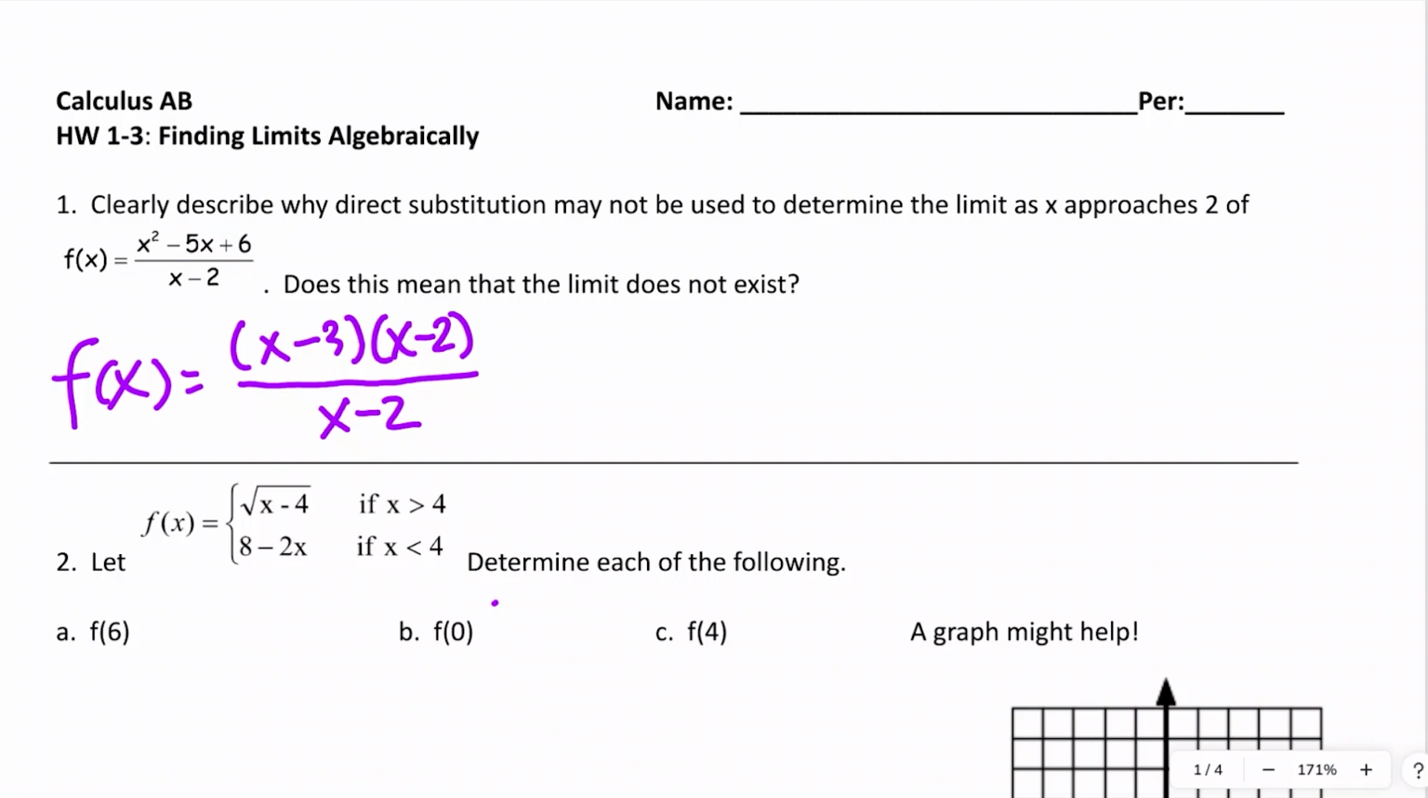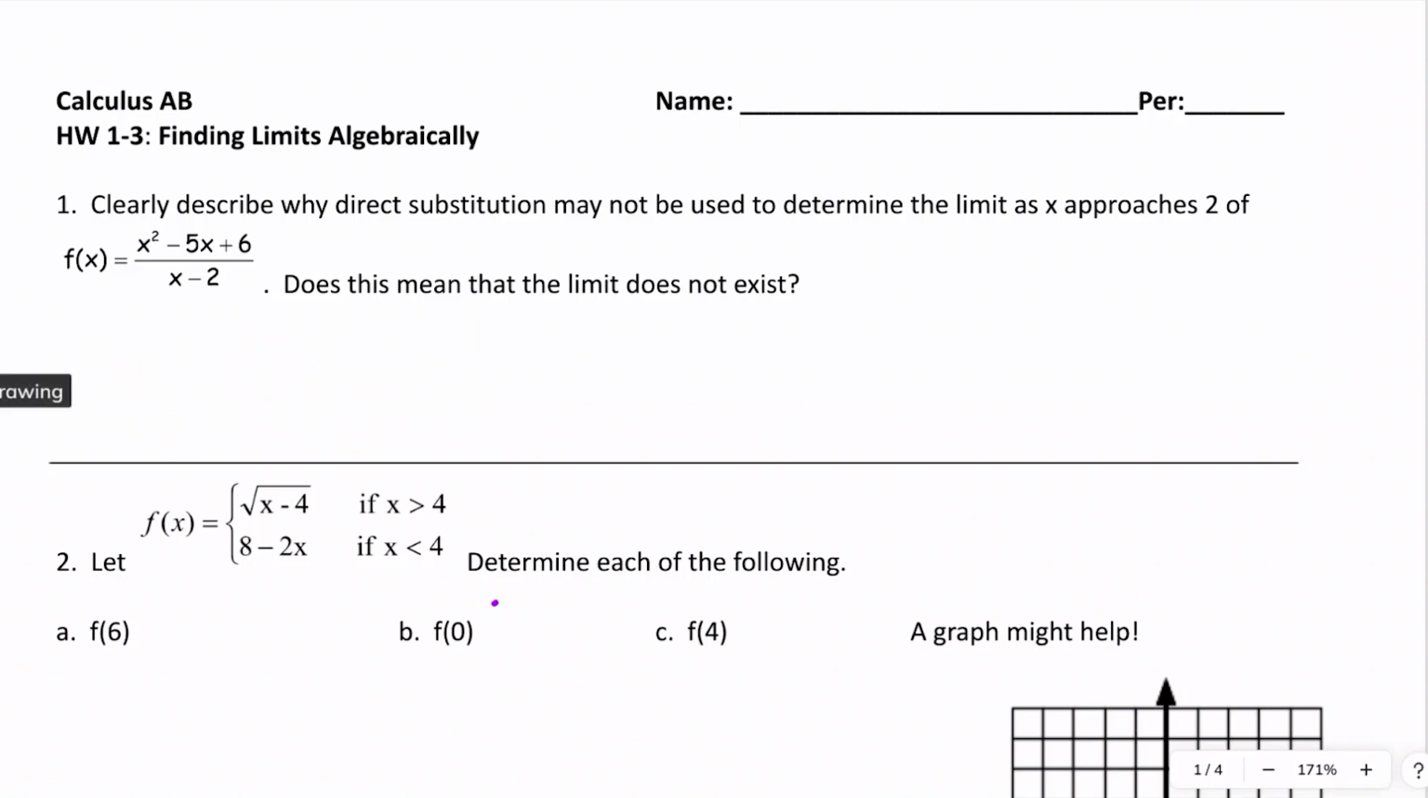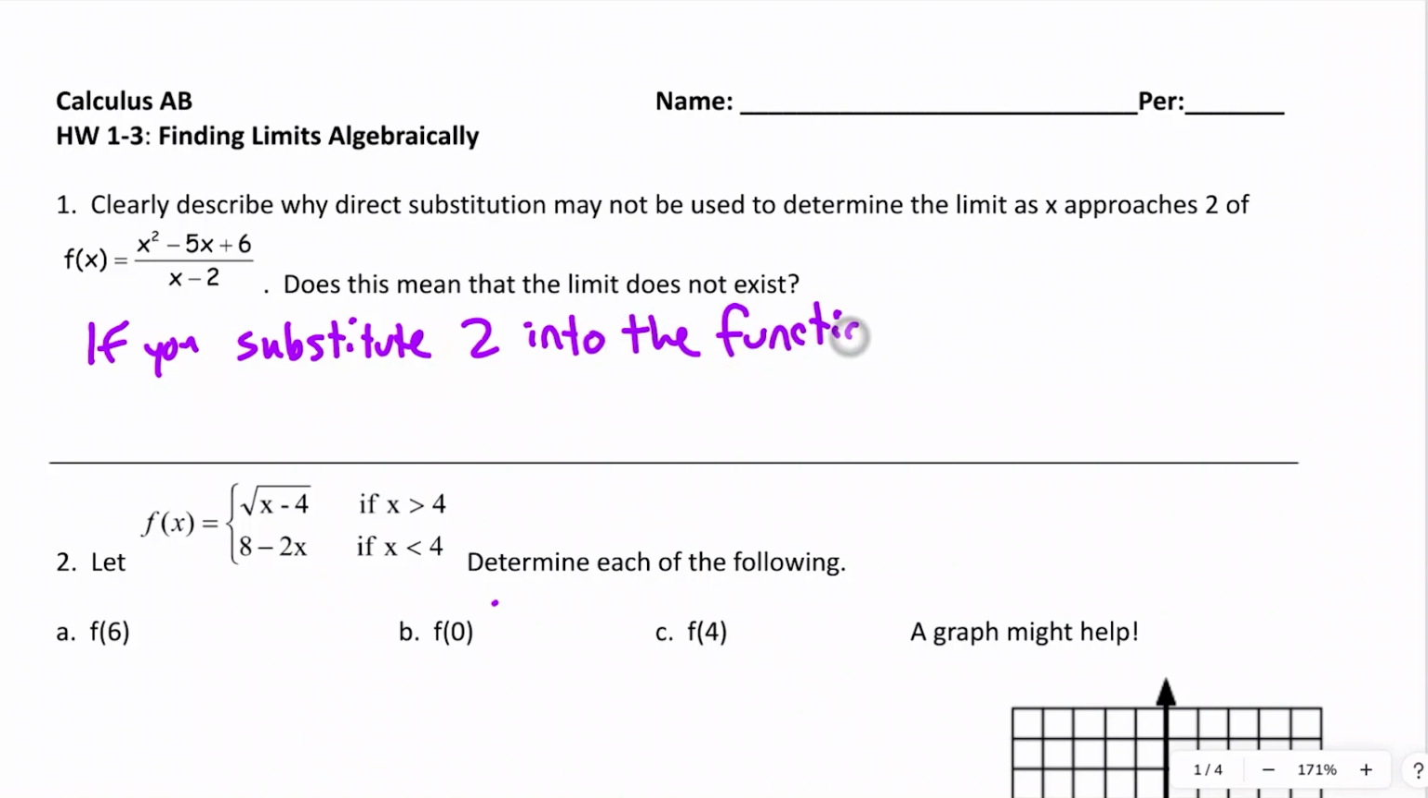So let's go back and actually answer this question. I just wanted to give you a little bit of information here so you can see what's really happening. It says, why can direct substitution not be used here? Well, if you use direct substitution, if you substitute 2 into the function, f of x is undefined. So that's really the underlying issue here. You can't figure out what the limit is by just simply plugging in 2.